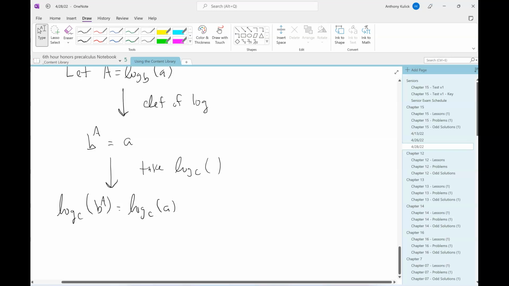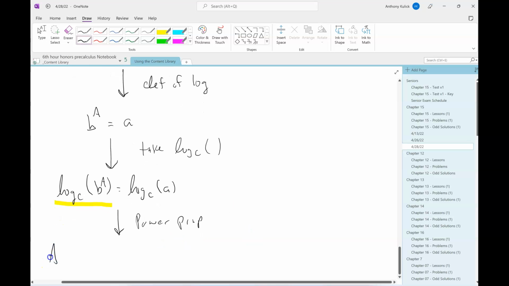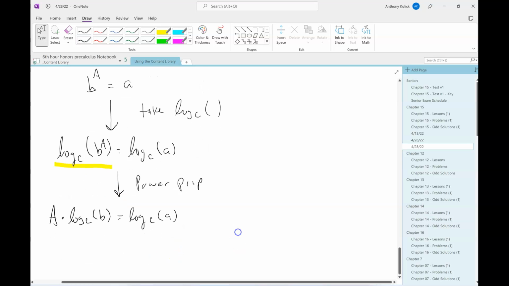If I look at my left-hand side, though, you notice there's something I can do with that. What can I do with this? Power property. Yeah, exactly right. So I can write that as A times log base c of b is log base c of a. Then I'll just divide both sides by log base c of b. I have the right-hand side now set.